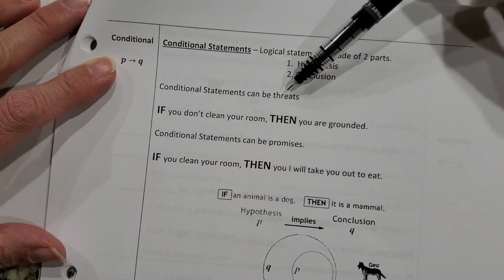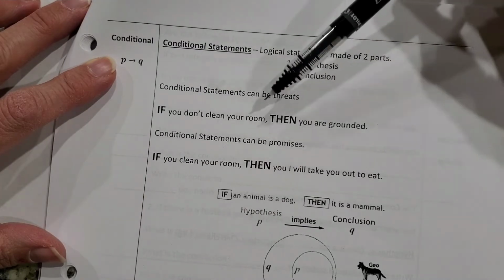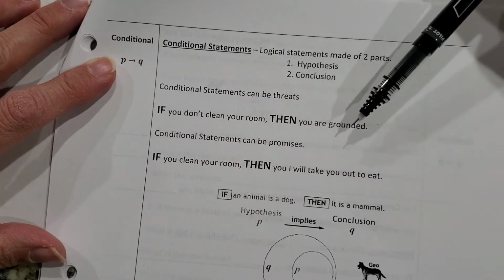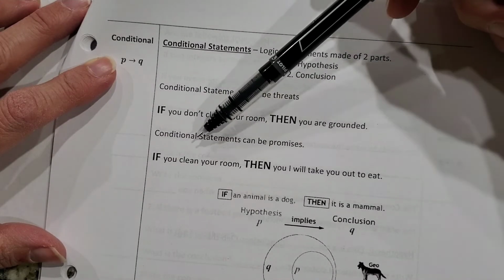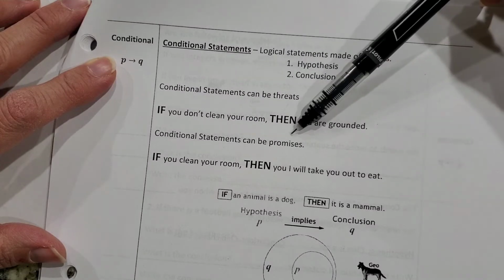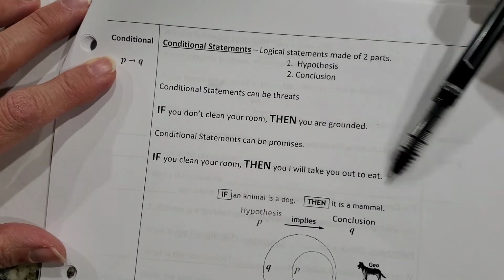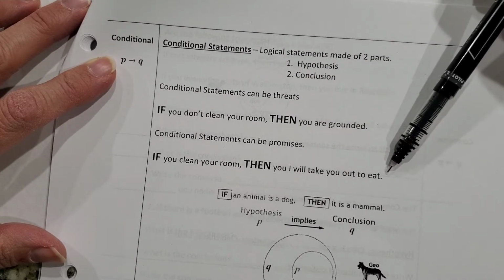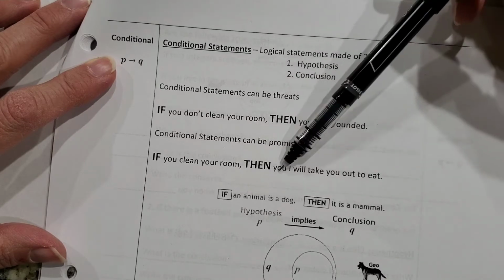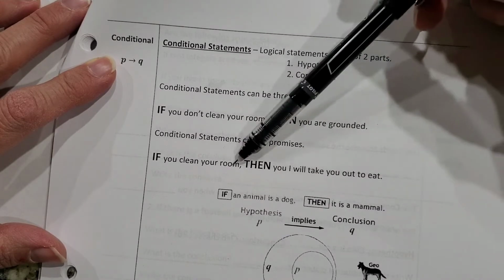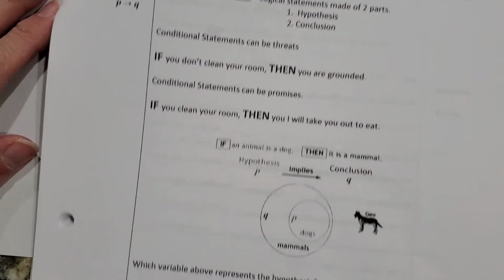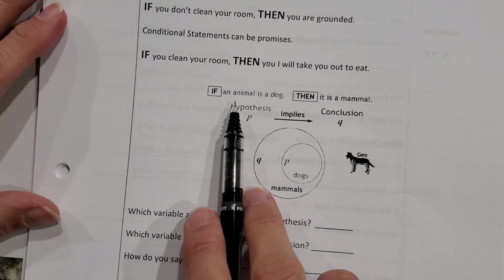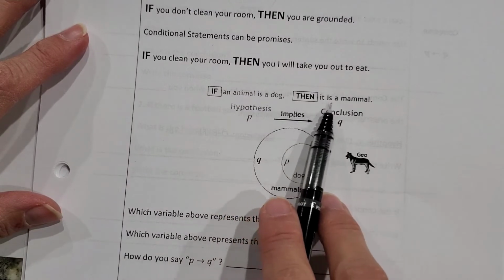So conditional statements can be threats. If you don't clean your room, then you are grounded. That's a conditional statement as a threat. A conditional statement can also be a promise. If you clean your room, then I will take you out to eat. Those are both if-then statements. If you do this, something will happen. Here is another example. If an animal is a dog, then it is a mammal.